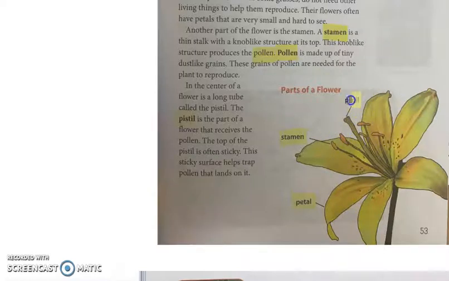Then what is a pistil? Pistil is the longest stick here in the center, and this receives pollen. So here is the pollen, and here is the pollen receiver. And here is the tricky part. Then how does the pistil receive pollen when they are right beside each other?